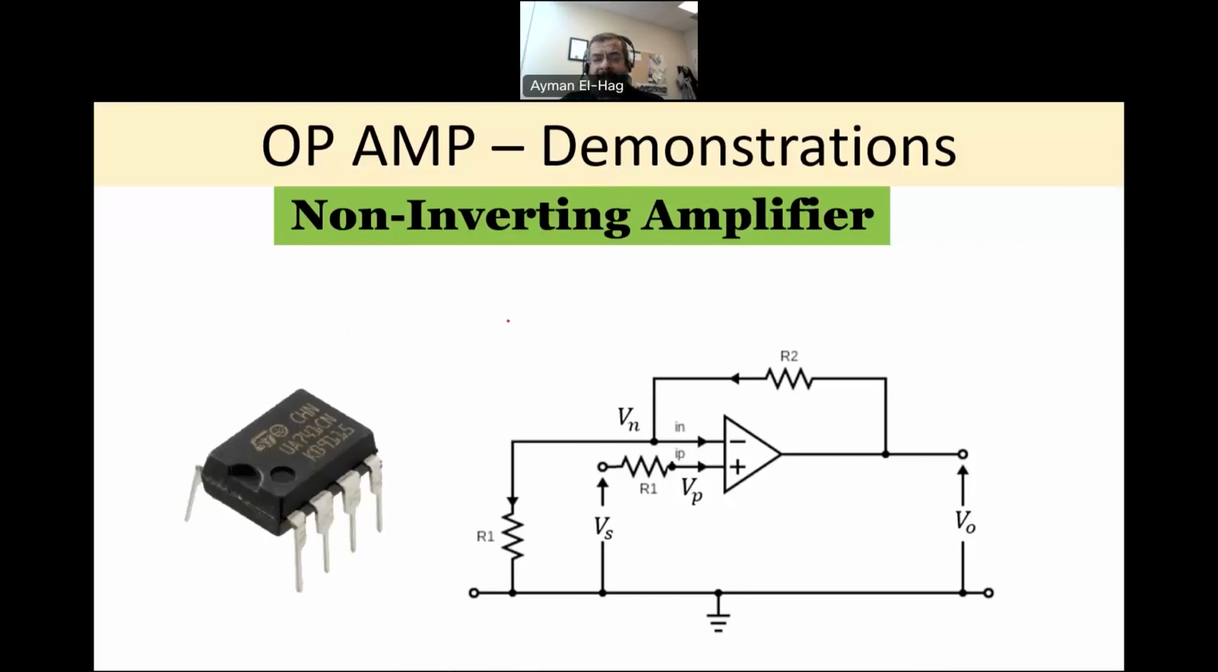Hi everyone. In this video, we'll try to analyze another important circuit used by operational amplifiers, which is the non-inverting amplifier. We did the inverting amplifier before. Now this is called the non-inverting amplifier. First, we will analyze this circuit and find the relationship between the output voltage and the input voltage, and then we'll do a little demonstration to show you the output voltage, how it's measured, and what the value of that voltage is.